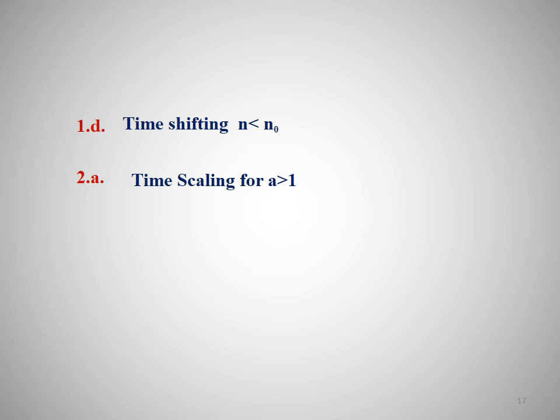These are the answers for the quiz. That is, time shifting happens when n is less than n naught. That is, in that case, n naught is going to be equal to minus 3, and in the second case, a is going to be equal to 2.